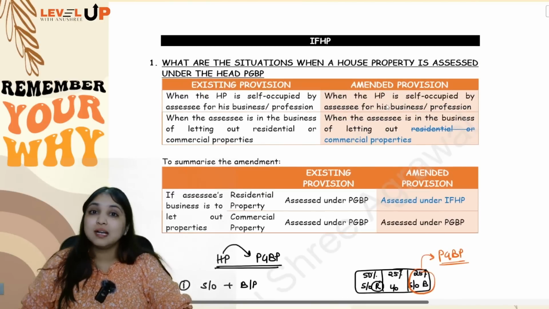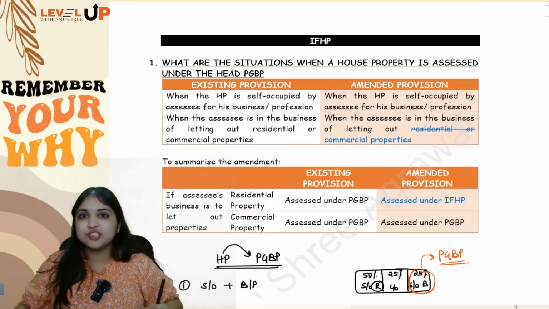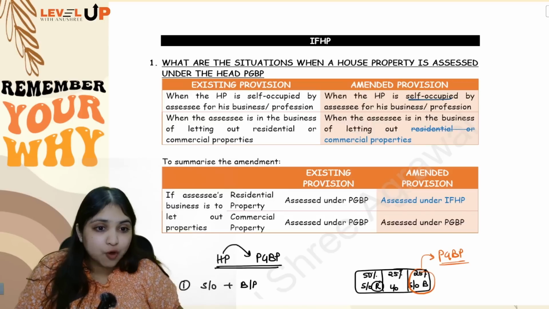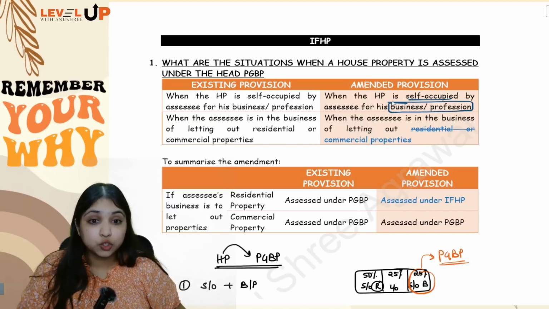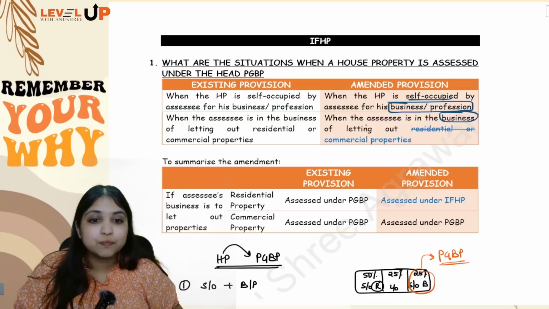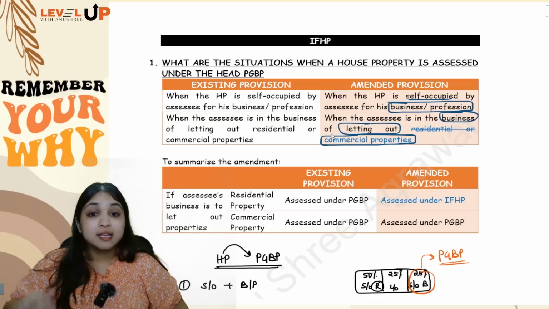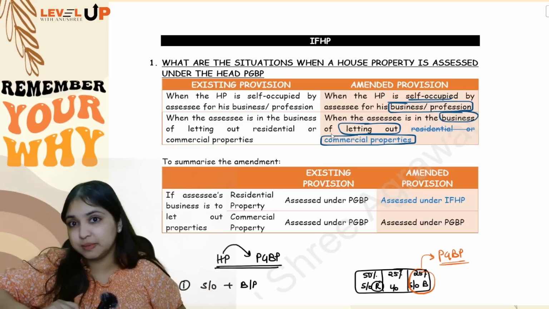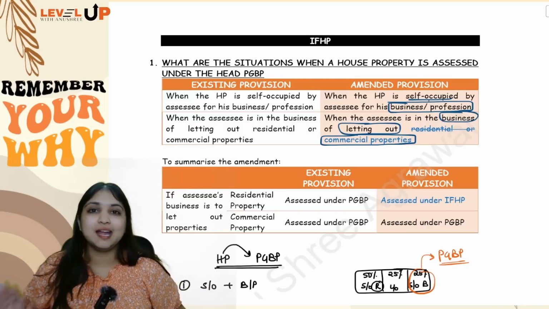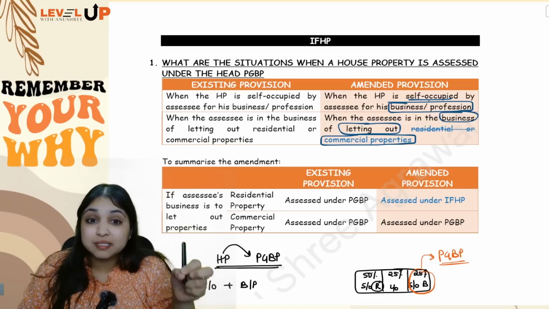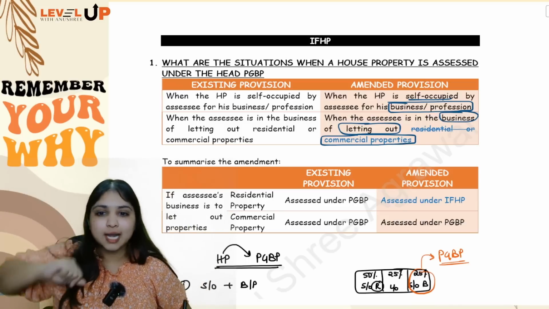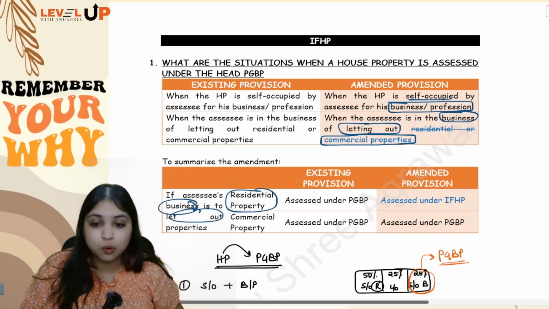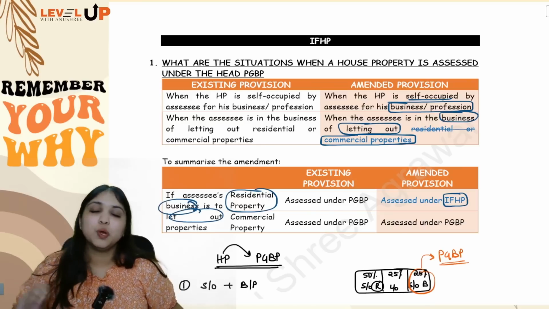Okay, so now you will conclude this way, that there are two situations in which a house property goes under the PGBP head. Number one, when the property is self-occupied for business or profession, and number two, when it is the assessee's business to let out commercial properties. If assessee's business is to let out residential properties, that will not go under the PGBP head. The residential property will always stay under IFHP head only. Only if assessee is in the business of letting out commercial properties, only that will go under the PGBP head. Residential property, even if it is assessee's business to let it out, will stay under IFHP only.